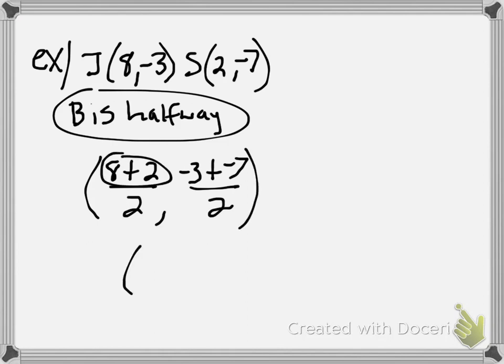And add these two. So 8 plus 2 is 10. 10 divided by 2 is 5. And add these two. Negative 3 plus negative 7 is negative 10. Negative 10 divided by 2 is a negative 5. So that's the coordinate of Bill's.